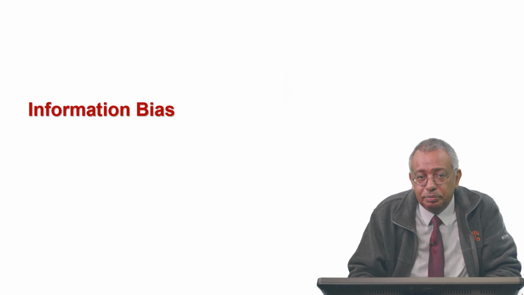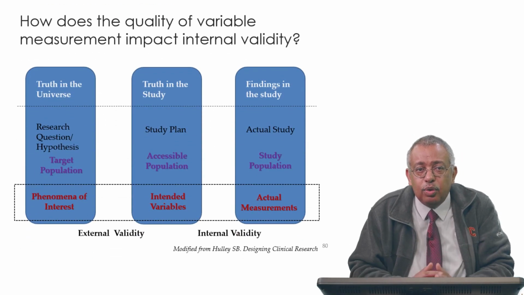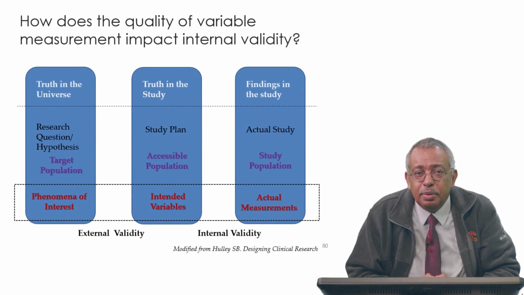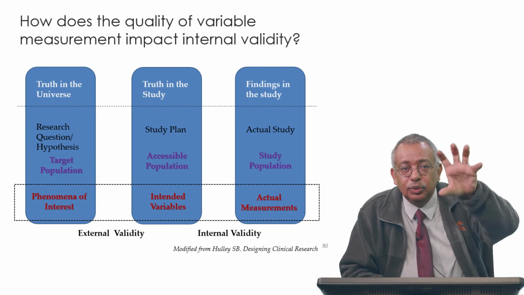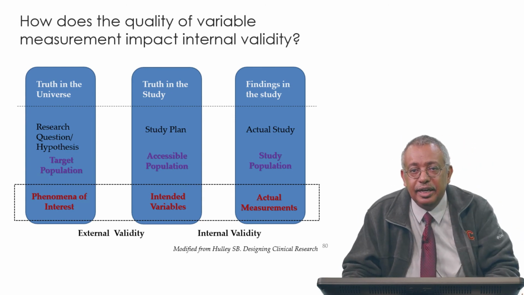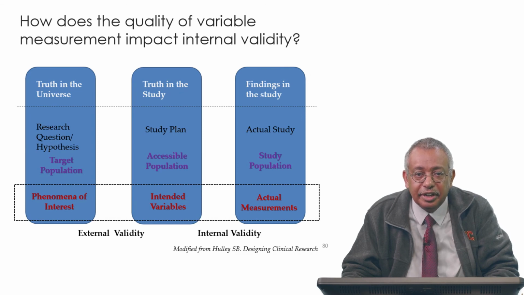Another issue is information bias. Here, the issue is how the quality of variable measurement impacts internal validity. So you have truths in the universe, truths in the study, and findings in the study. You have the research question, the study plan, the actual study, and then the target population, accessible population, and study population. And finally, you have the phenomenon of interest, intended variables, and then the actual measurement.